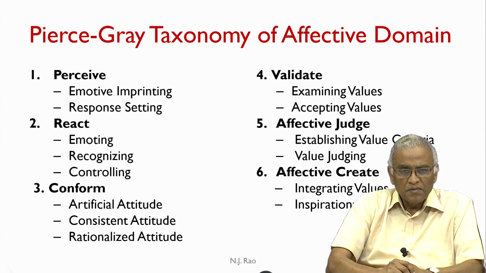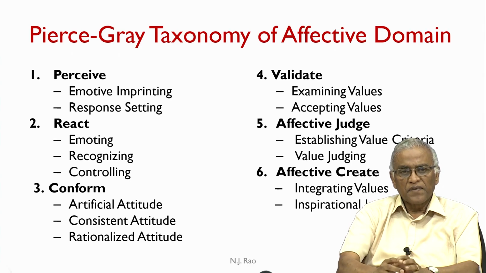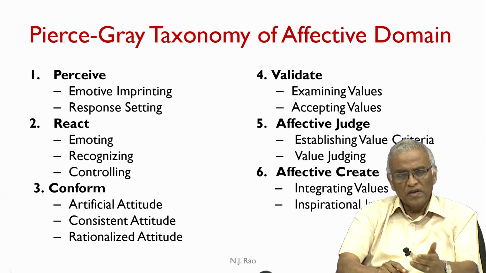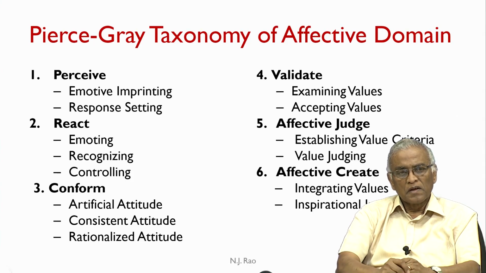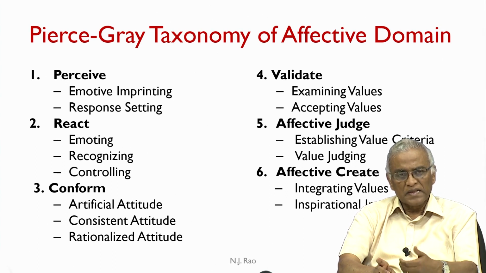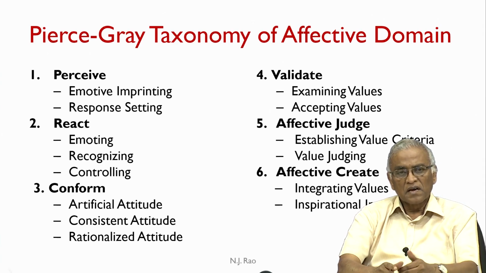Now, the Pierce-Gray taxonomy of the affective domain identifies these 6 levels, like the one we talked about in the cognitive domain: remember, understand, apply, like that. Here we talk about perceive, react, conform, validate, affective judge and affective create.